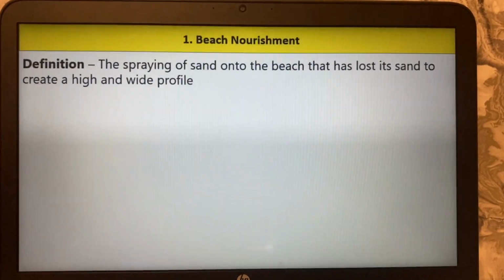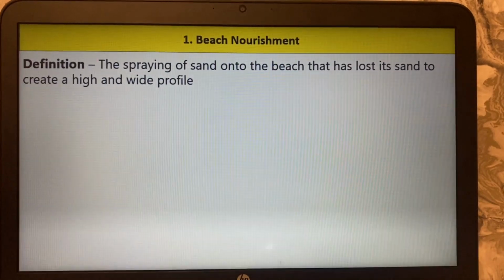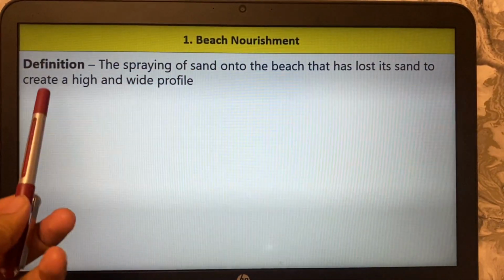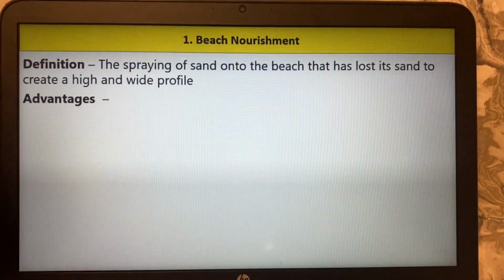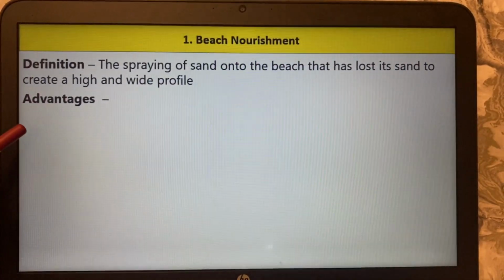So you saw the photo earlier. What is beach nourishment? It's literally a dredger that will dredge sand from the seabed and spray it back onto the beach in order to create, make sure you say, a high and wide profile. Once you've said that, you get about a mark, but you need to know some advantages. So you might be asked to write these down on your worksheet.